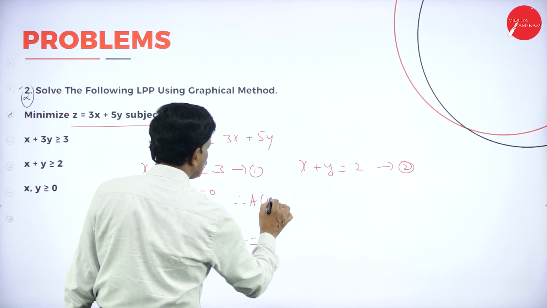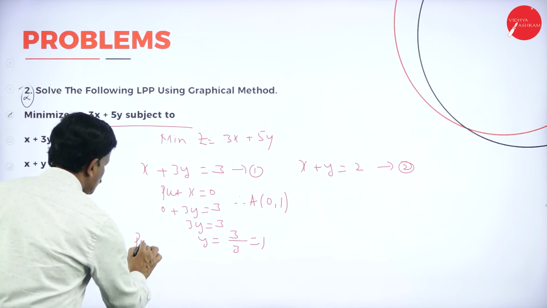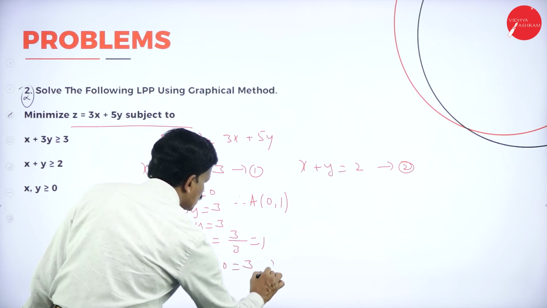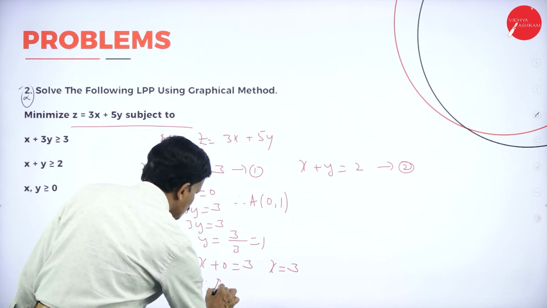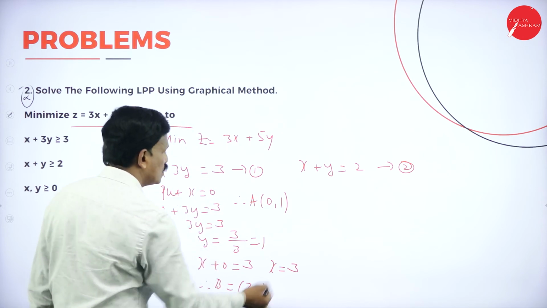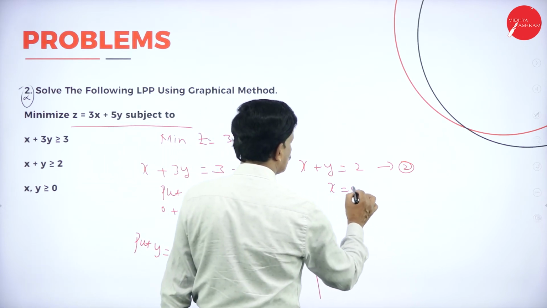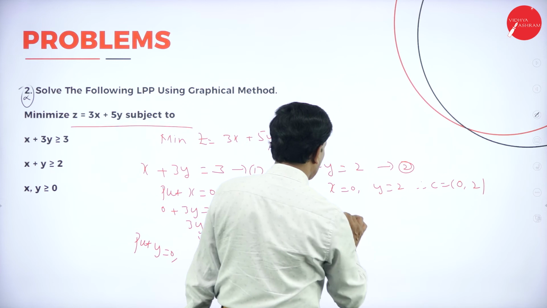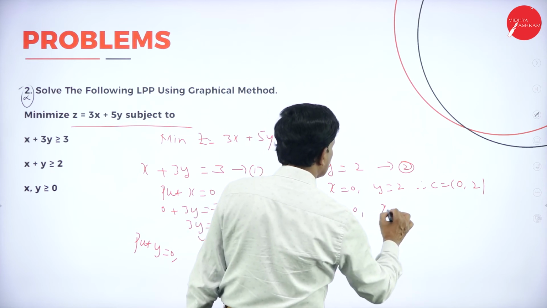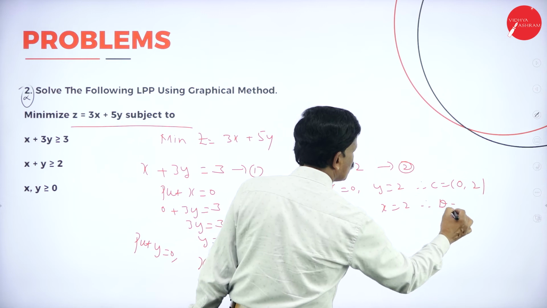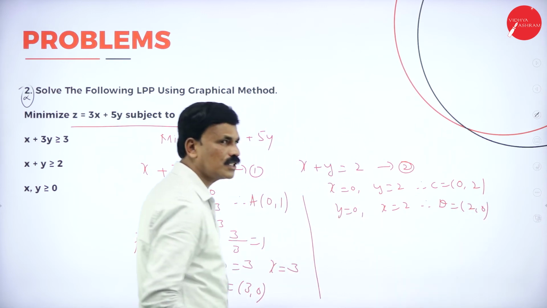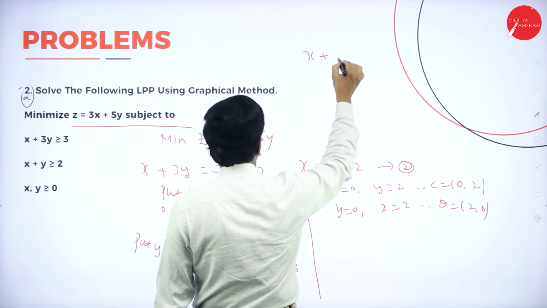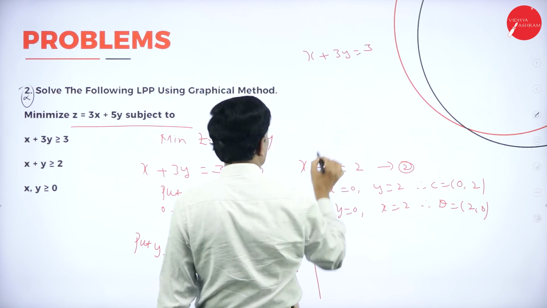So therefore A is equal to 0, 1. Again put y is equal to 0, you will get x plus 0 is equal to 3, x is equal to 3, therefore the point B is equal to 3, 0. Similarly, for the other equation, put x is equal to 0, you will get y is equal to 2, therefore C is equal to 0, 2. And put y is equal to 0, you will get x is equal to 2, therefore D is equal to 2, 0.